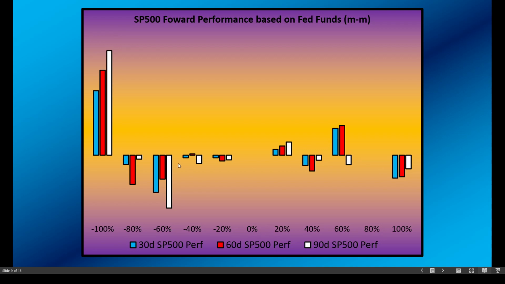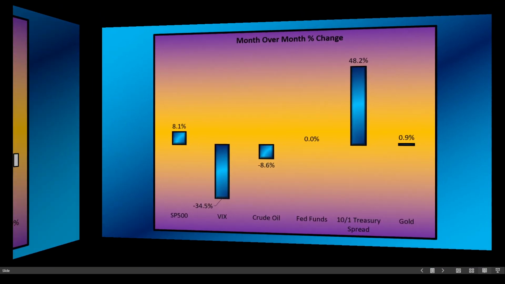And conversely, if the Federal Reserve is cutting rates by 60 or 80% in 1 month, well, that usually coincides with stock market sell-offs. Of course, history does show us if the Federal Reserve cuts interest rates by at least 100%, which is very rare in 1 month, that usually leads to better returns moving forward because the Federal Reserve has cut rates so quickly. But as we stand right now at 0%, that usually coincides with rather slow and steady stock markets.